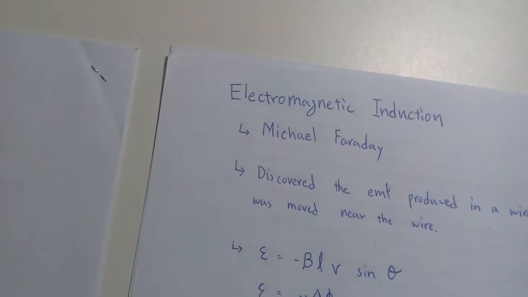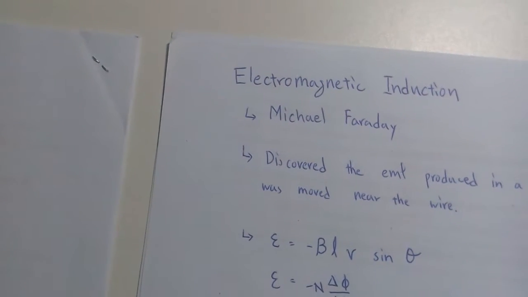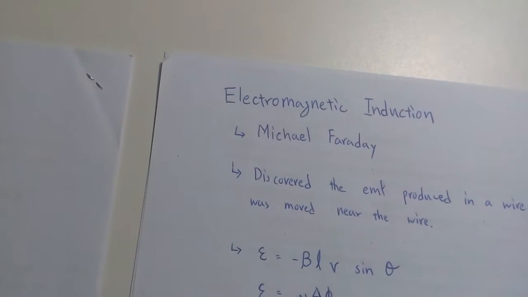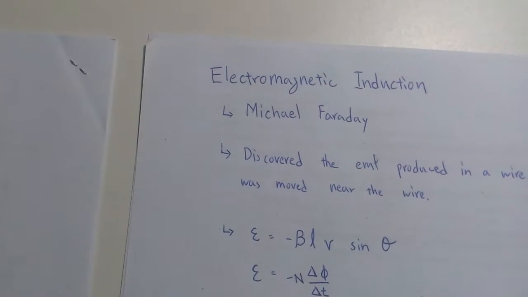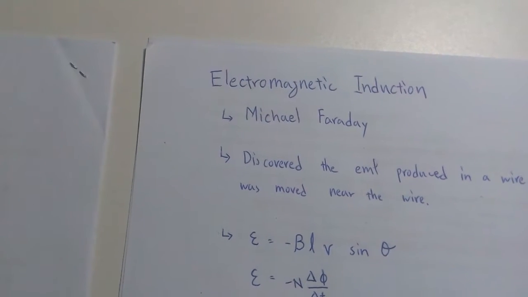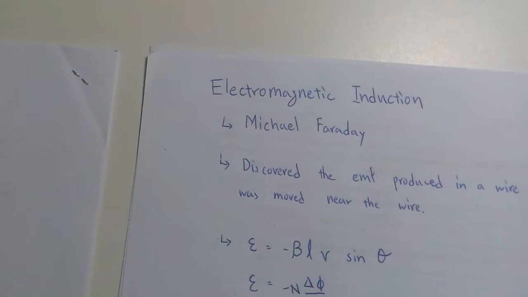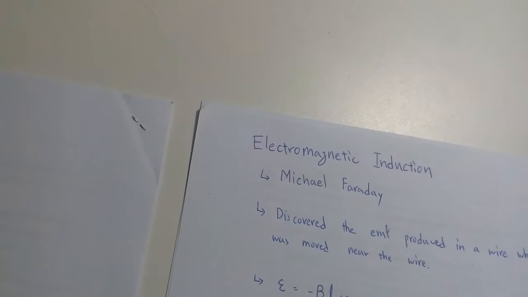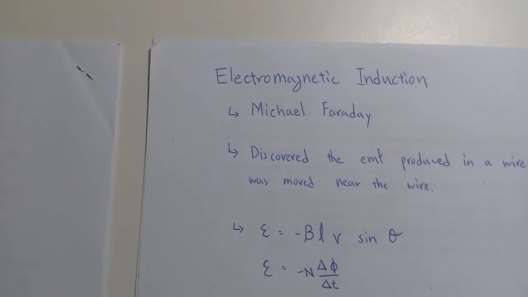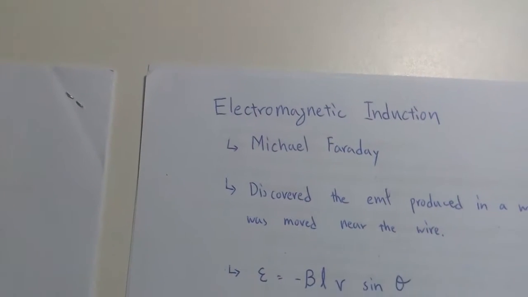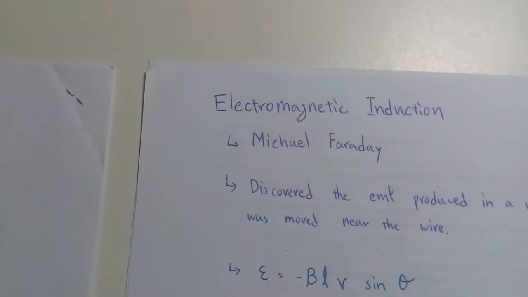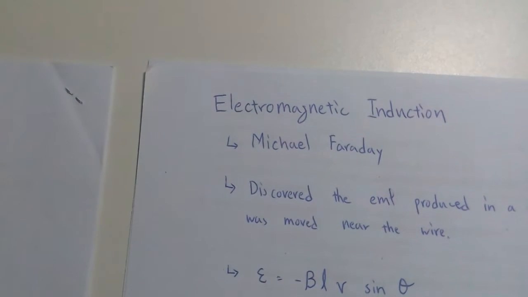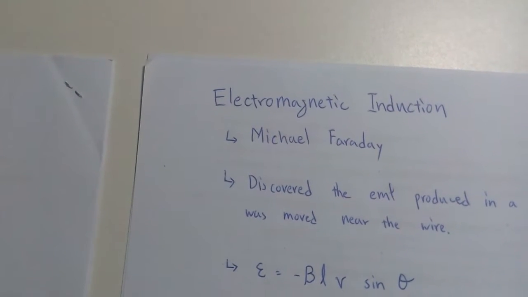He discovered it when he was putting a coil of wire, and he prepared two of them, and then he moved them relative to each other, and he found that there is an electromotive force produced by the movement of the magnet. So he is said to be the founder of Faraday's law of electromagnetic induction.